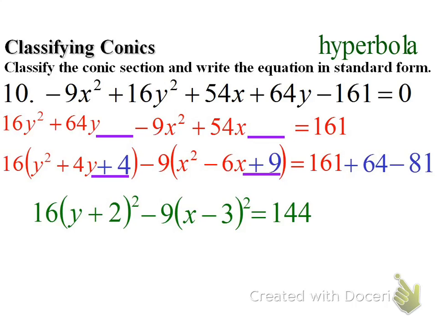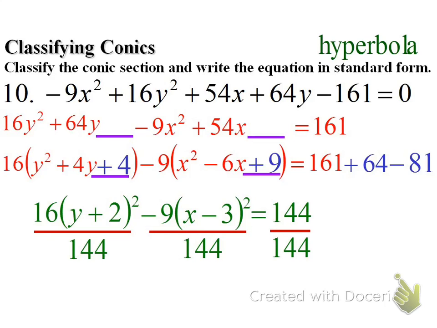Now, hyperbolas always equal what? Equal 1, right? So how am I going to turn this into a 1? Divide everything by 144. Now we can simplify those. 16 over 144 is 1 over 9. 9 over 144 simplifies to 1 over 16. And then on the right side you have equals 1.